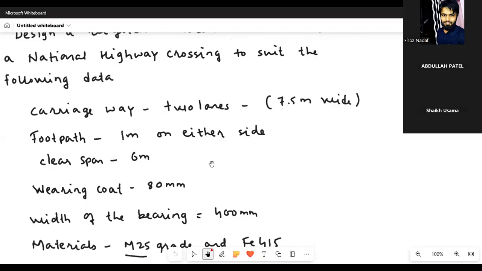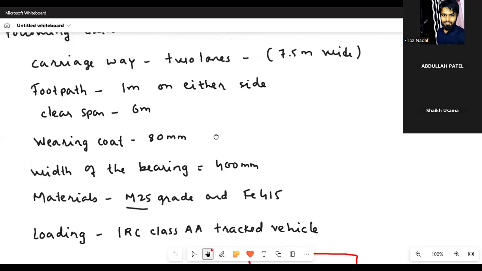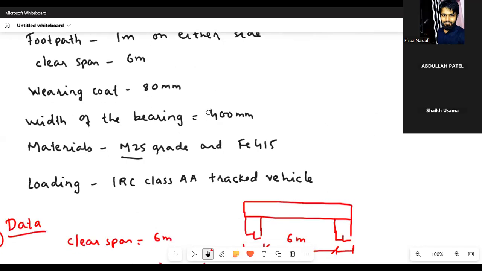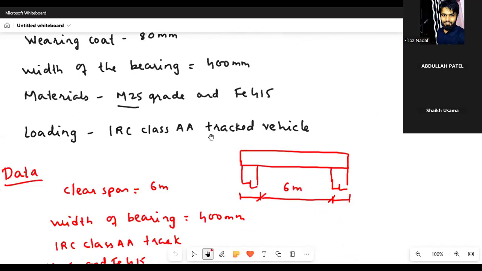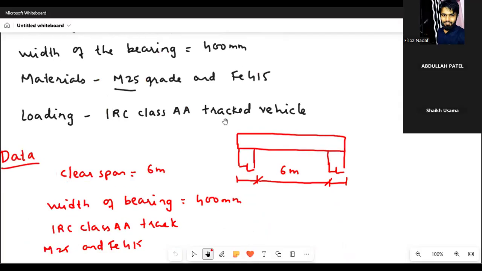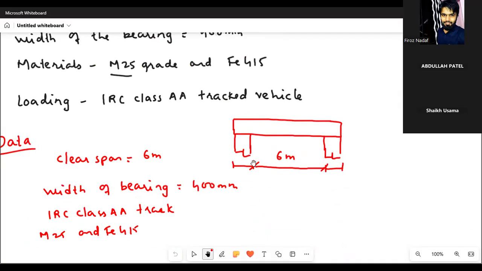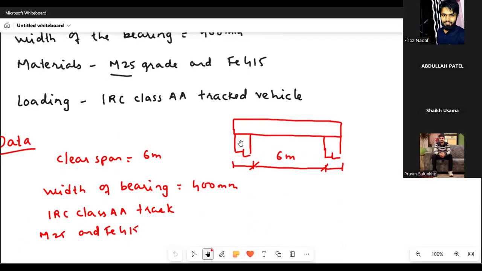The bearing and the width of the bearing are given. We have seen all this in the previous class, and they have also given what type of loading we need to apply. The loading is IRC class AA tracked vehicle. So this is a very small bridge, and the clear distance is 6 meter. The bridge is supported on the bearing.